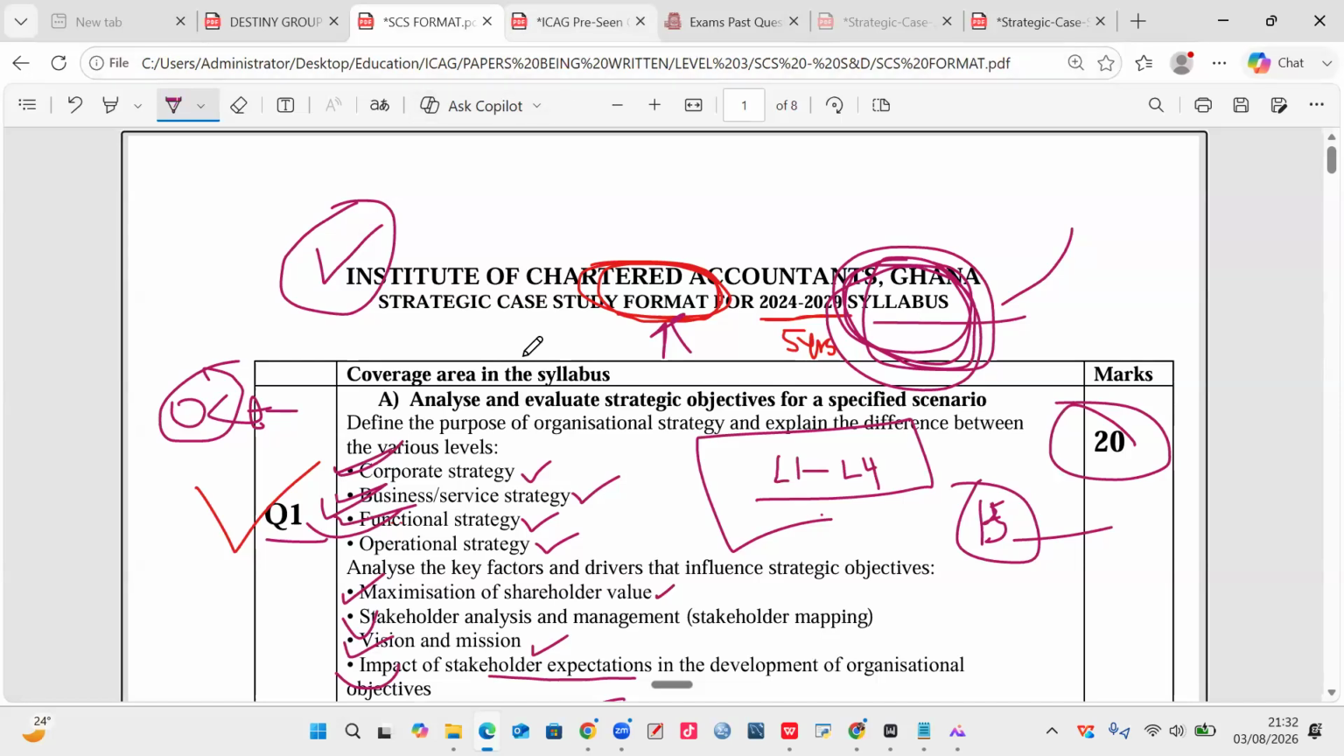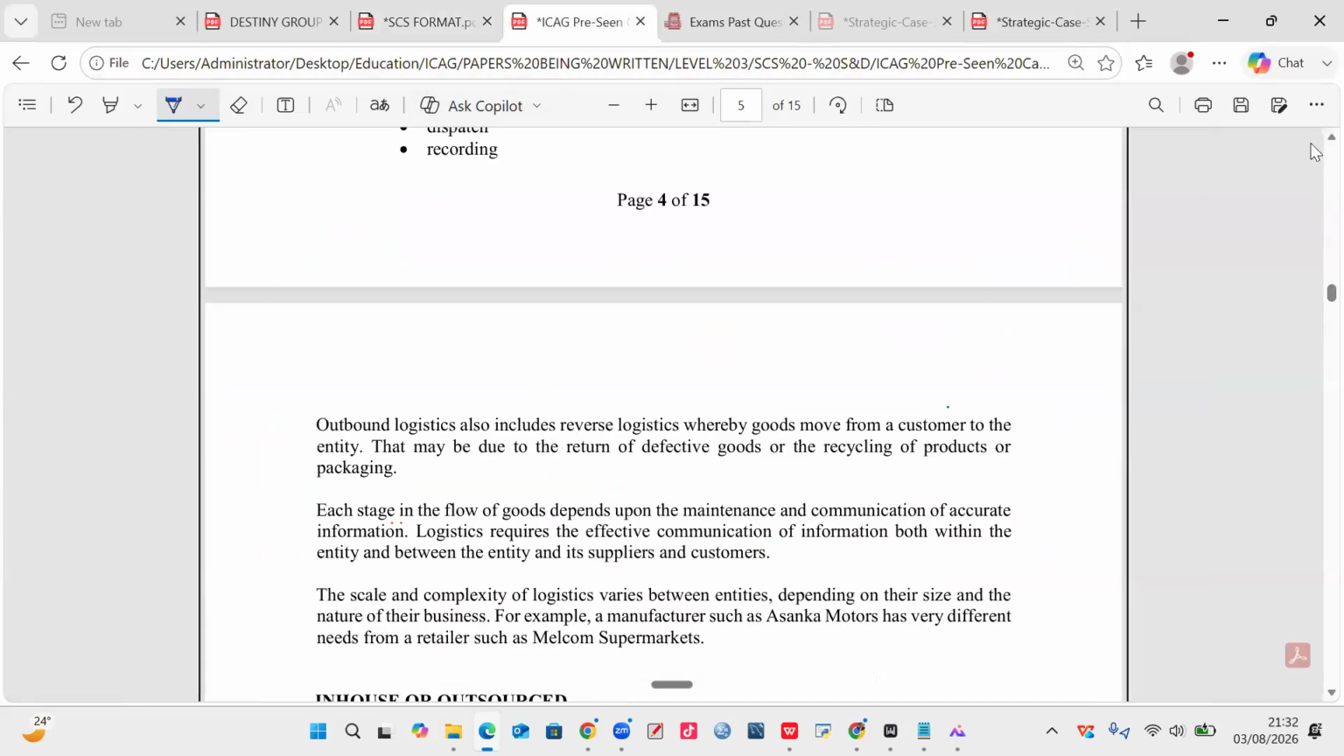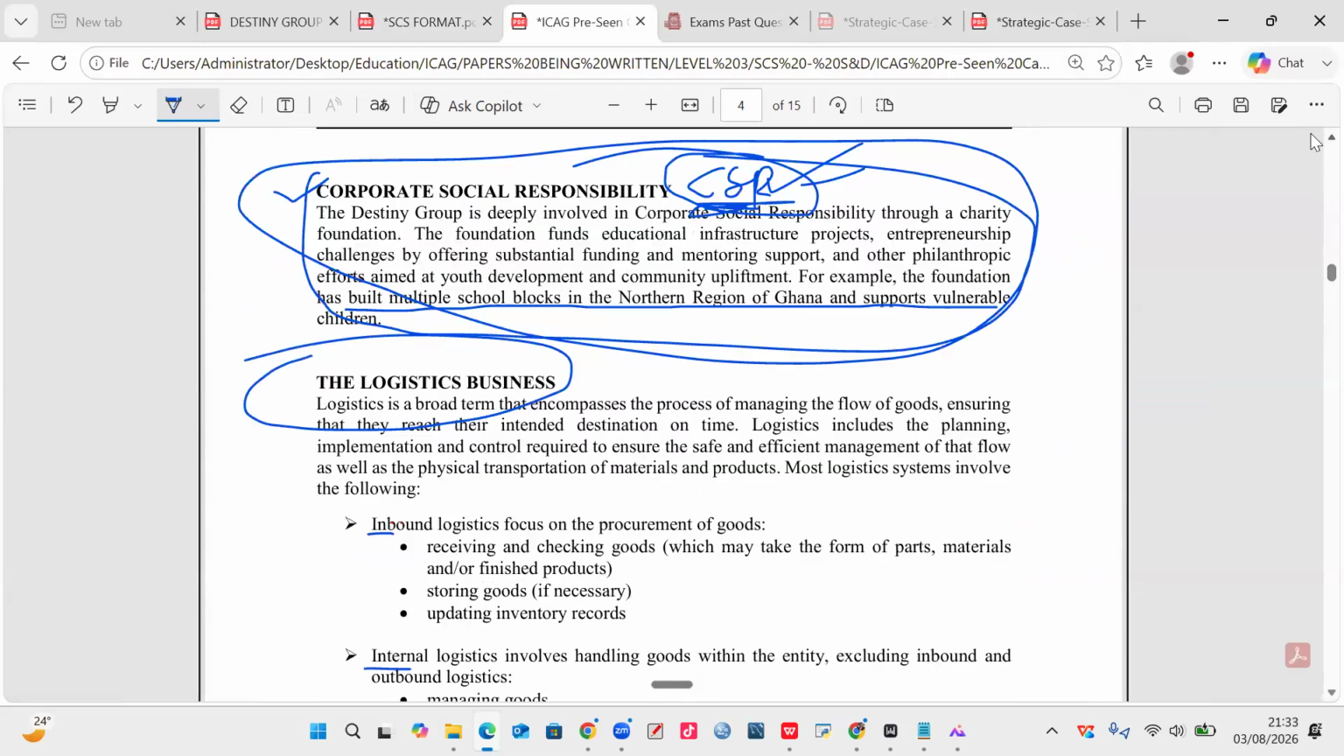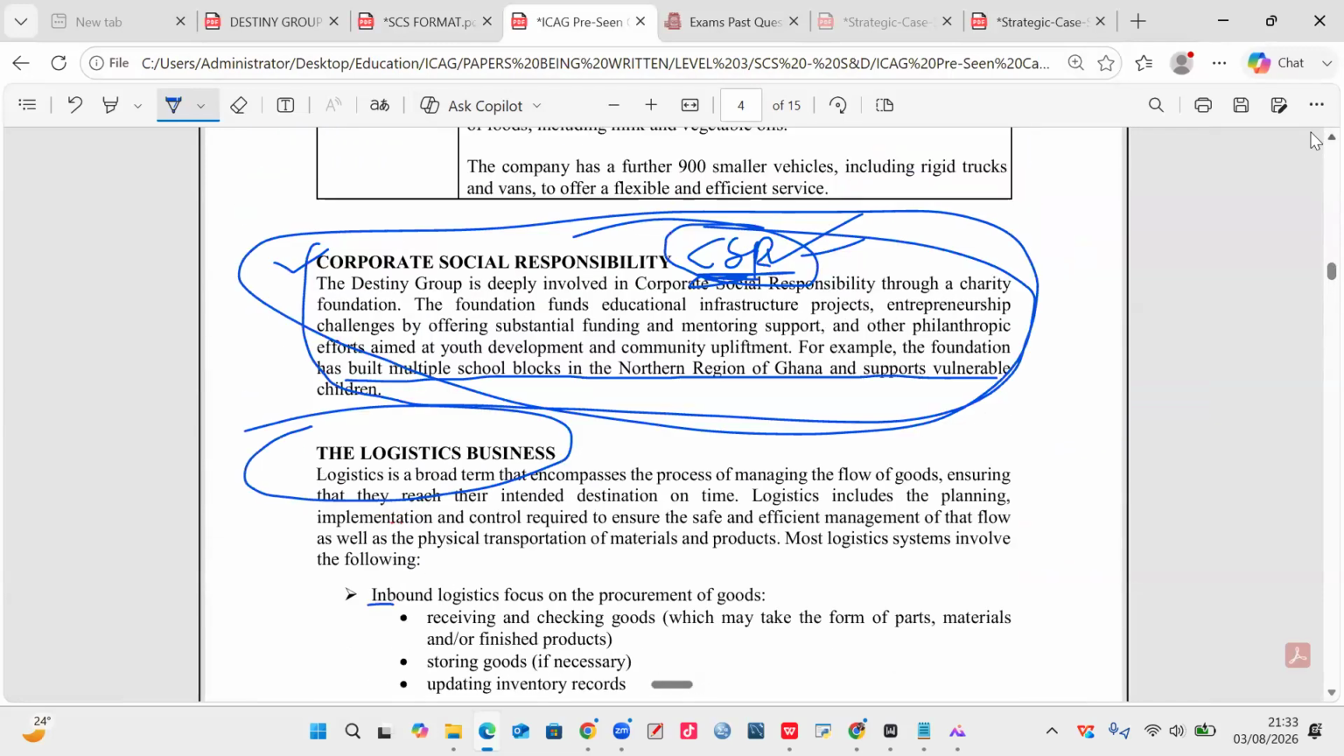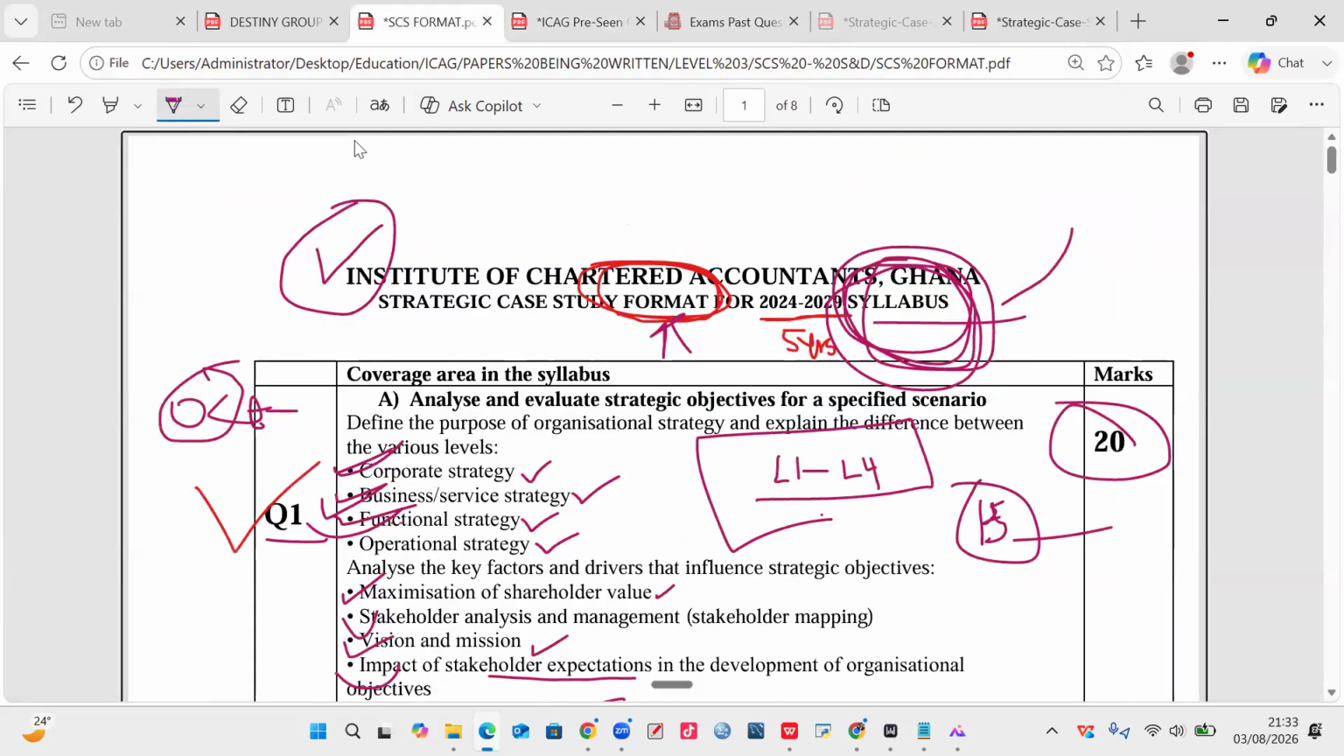And then the pre-seen. When the pre-seen is given, kindly do well to post it in the group. We are doing it together. So then I'll have time and I'll use AI. We'll do it together online, and I will analyze it. Then we'll begin to study across it in accordance with the format.